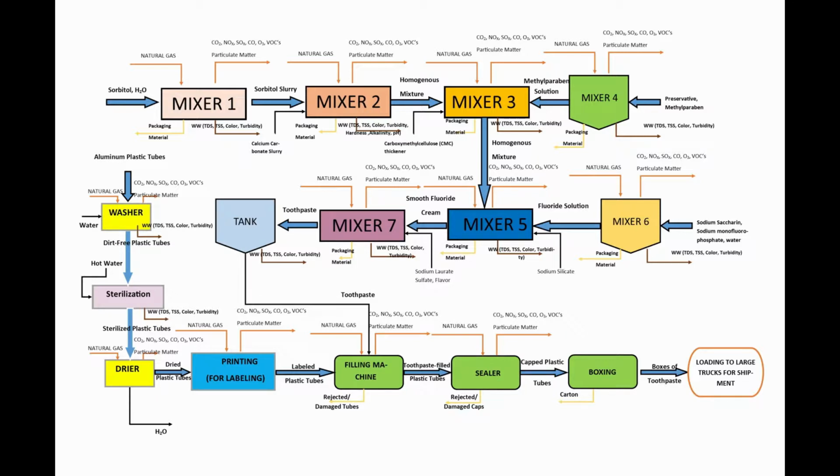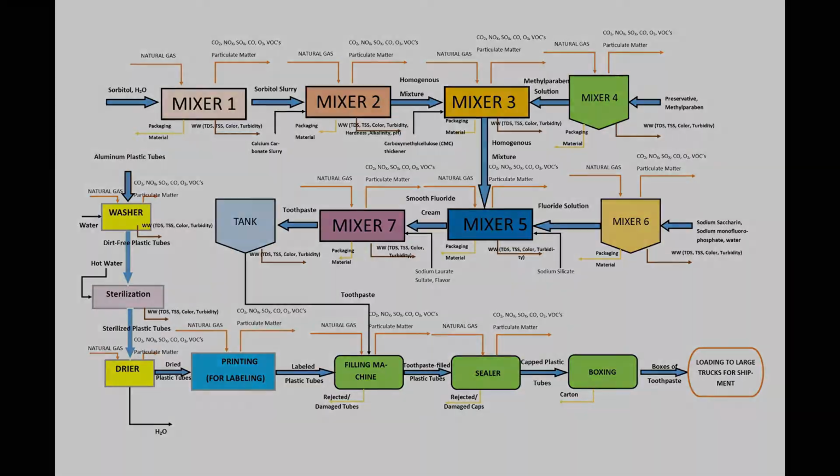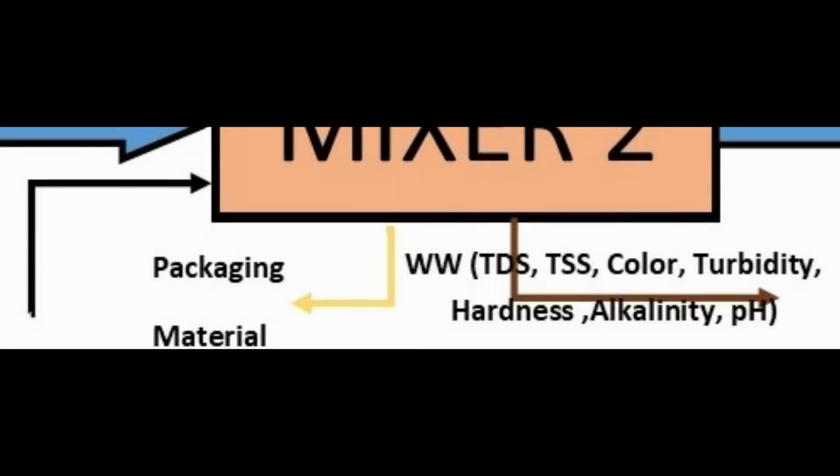Just like any other industrial plants, the toothpaste plant also produces air pollutants, wastewater, and solid waste that can be a possible threat to human health and to the ecosystem. Pertaining to the process flow diagram, the water quality parameters affected in the wastewater are evaluated.